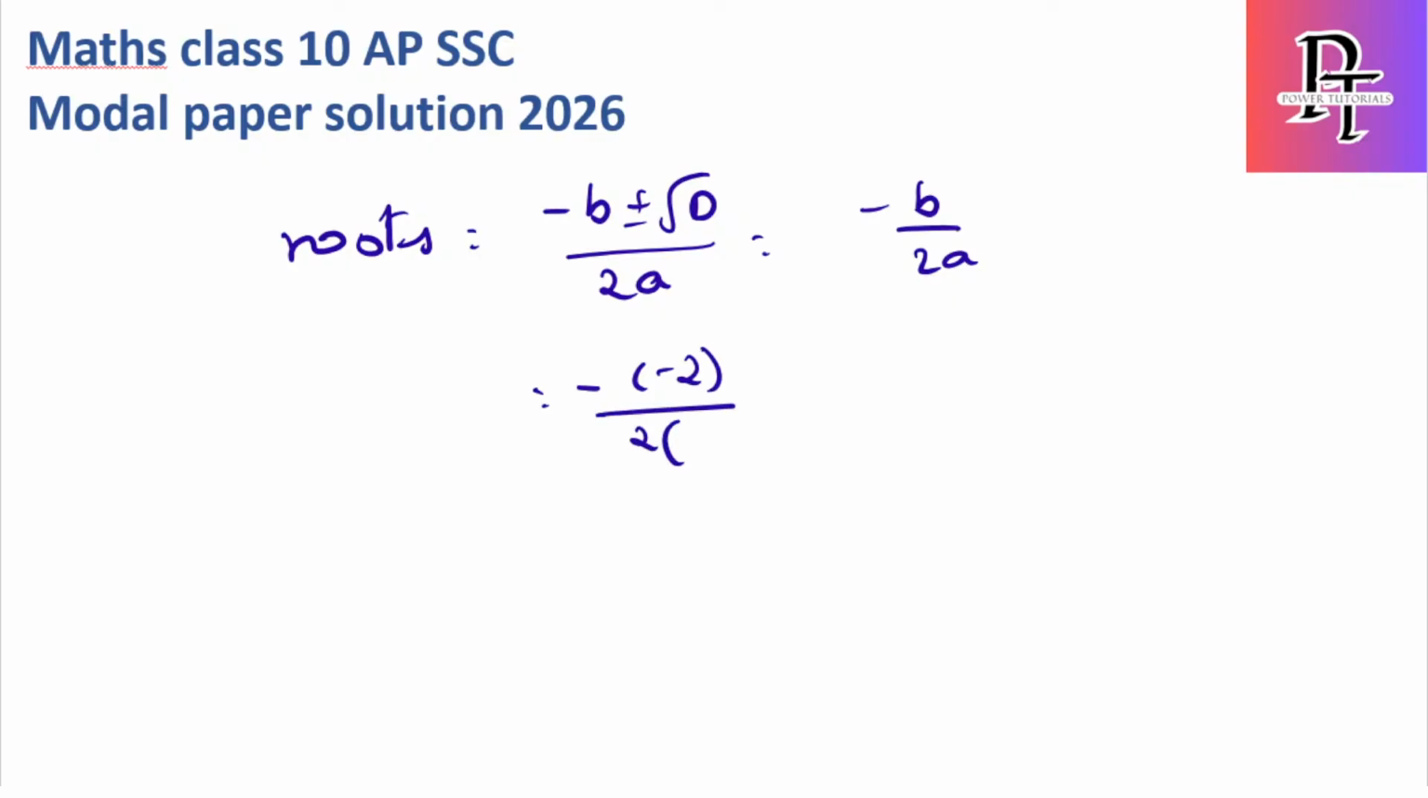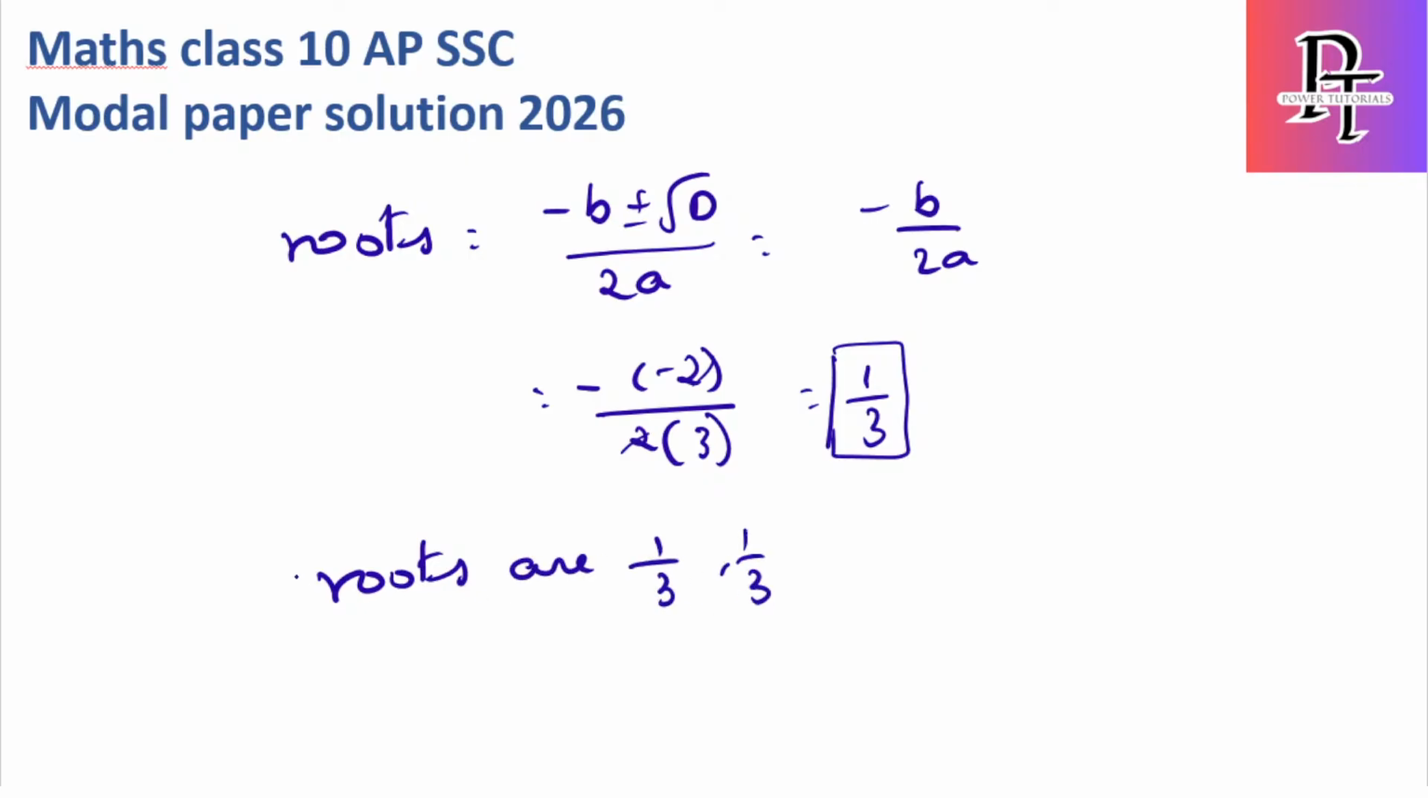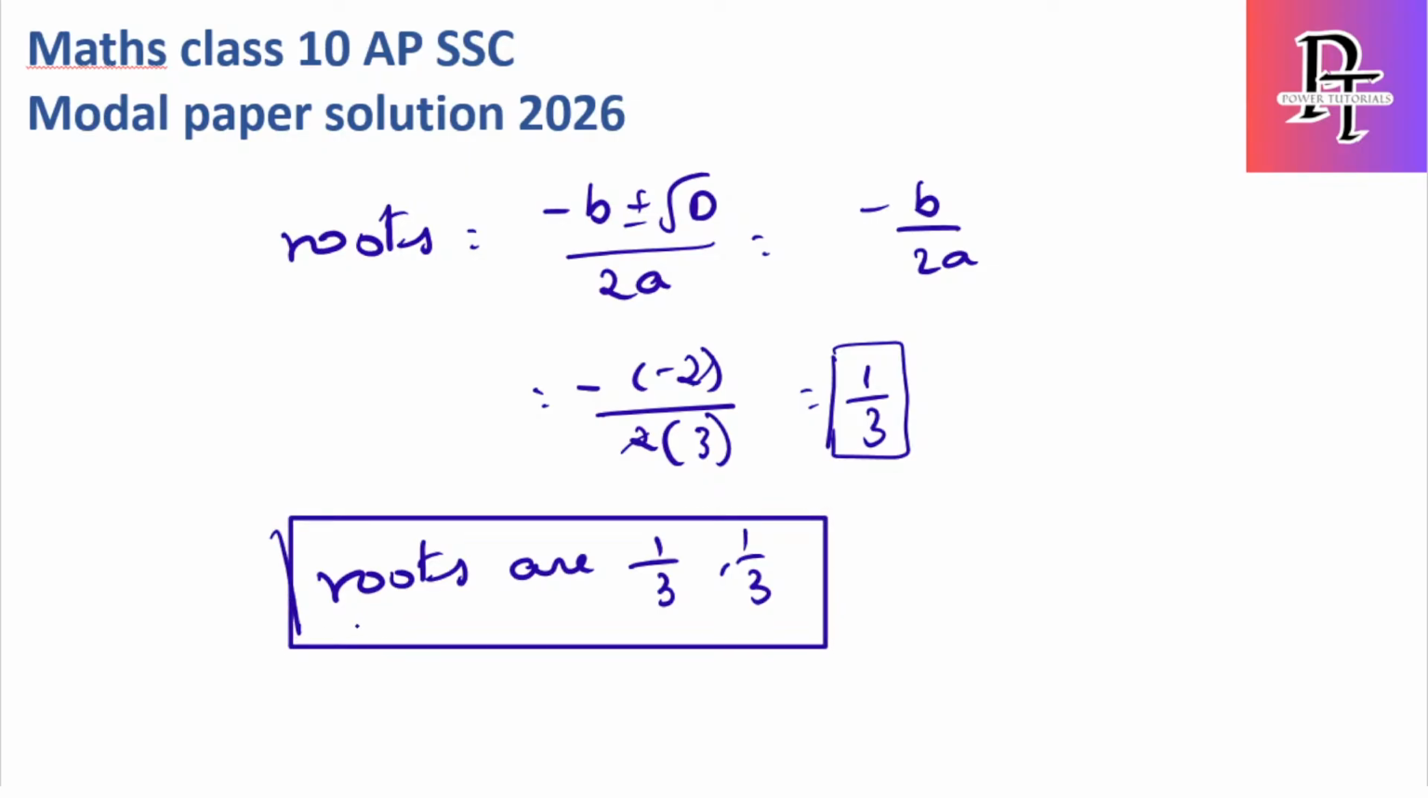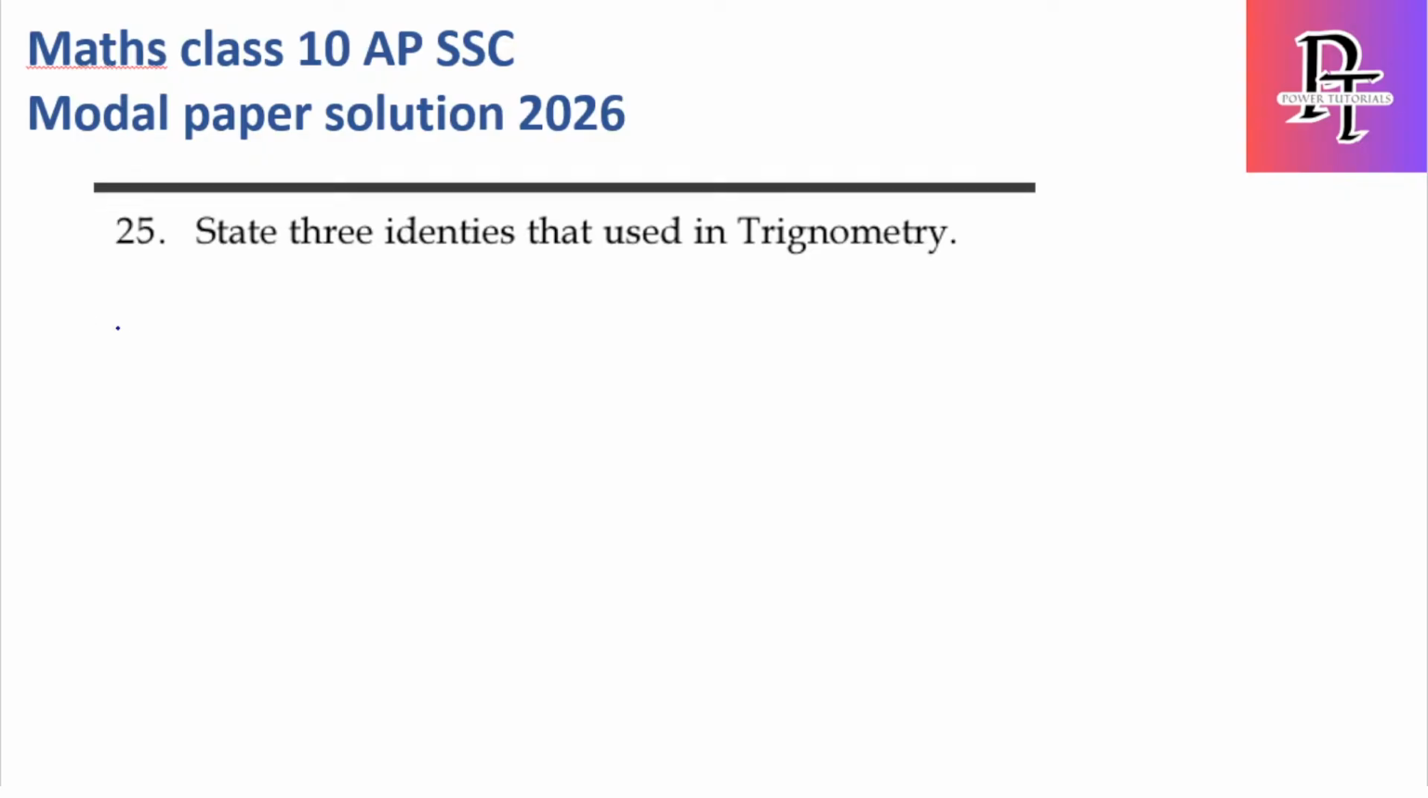2 into A value is 3. So 2 gets cancelled out. The answer is 1 by 3 are the roots of this equation. So therefore the roots are 1 by 3 comma 1 by 3. Make sure to write both the roots because it is a quadratic equation, so we will be having two roots. Okay, let's move to the next one.